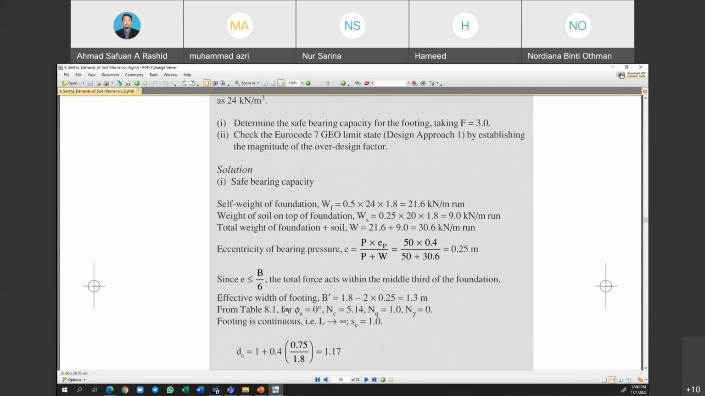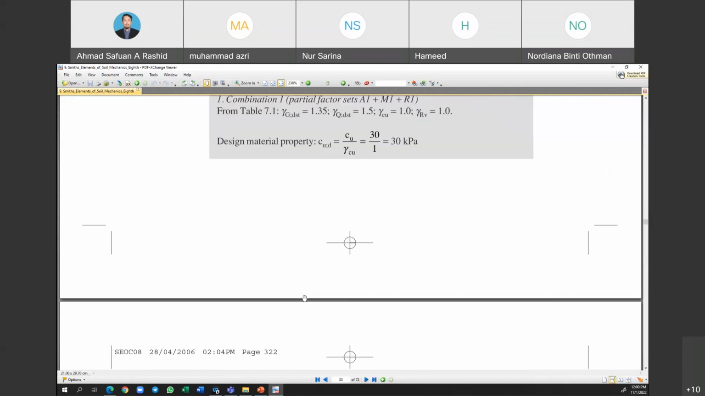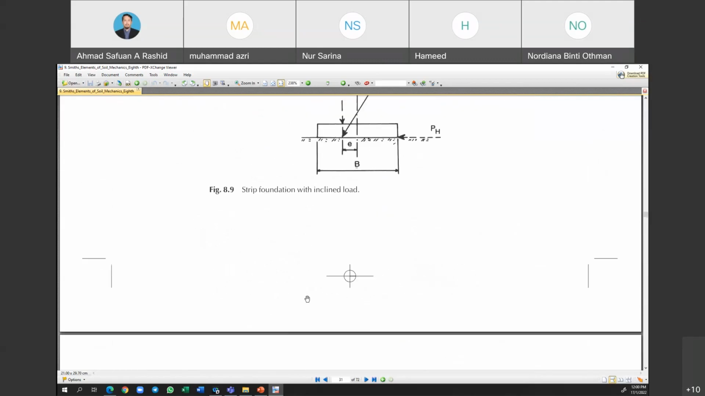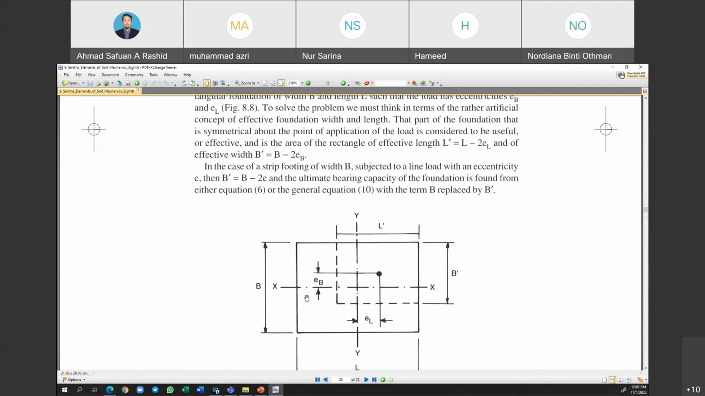From table 8.1, for phi equal to 0, we can get NC, NQ, and N gamma from the table 8.1. Where is table 8.1? We need to move to the previous page.